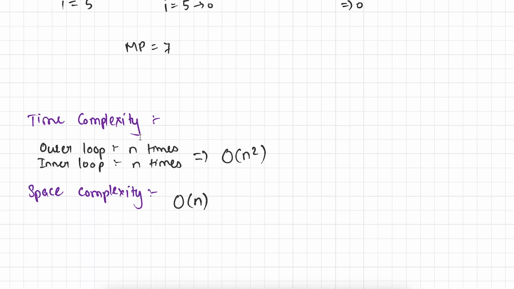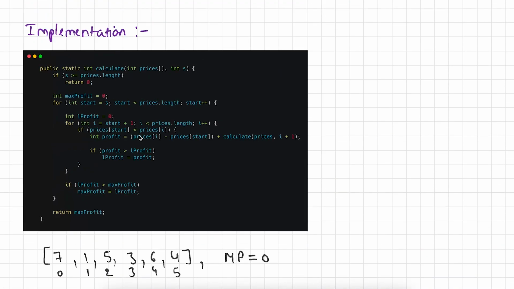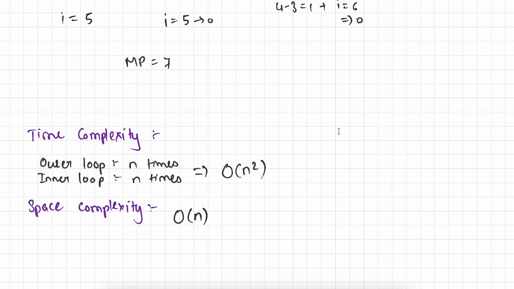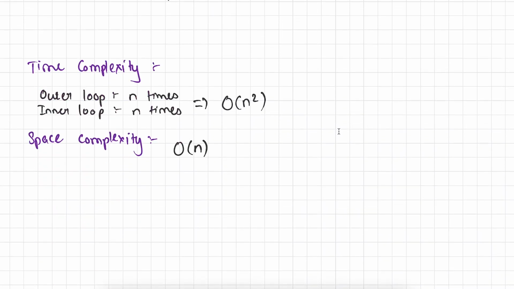And what about the space complexity? As we know that this is a recursive solution, and whenever we write a recursive solution, we need some space on the function call stack to store all the recursive calls. And here at max, we need n recursive calls to be stored on the function call stack. So that is why the space complexity comes out to be big O of n.